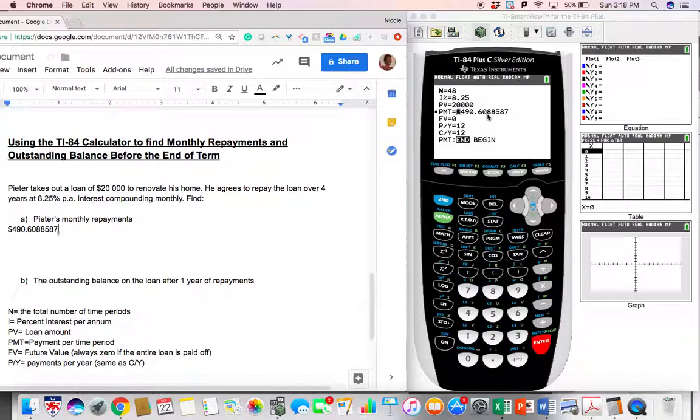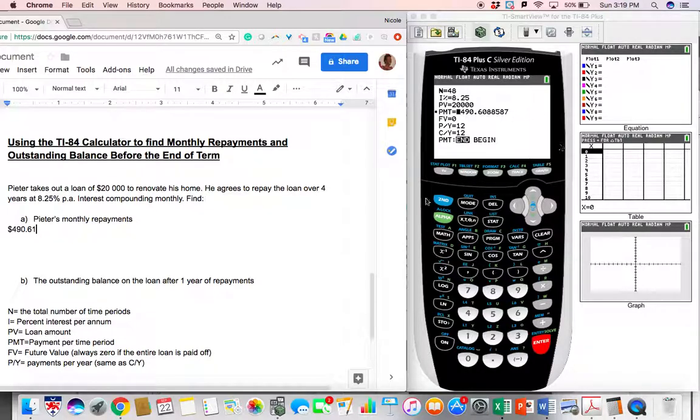However, you cannot pay back a part of a cent. Once you've paid back a part of a cent, you've paid back the entire cent, which means that this should be rounded up and it should be 0.61. So let's go ahead and fix that. Peter's monthly payment is $490.61.